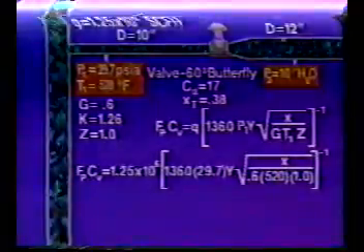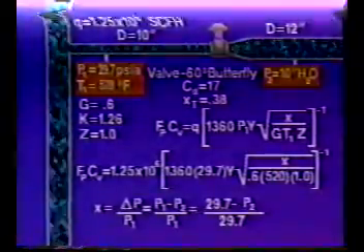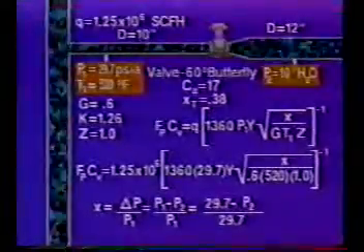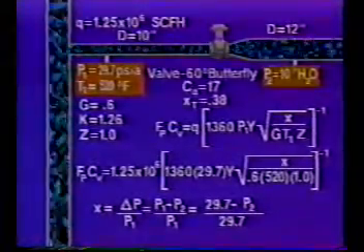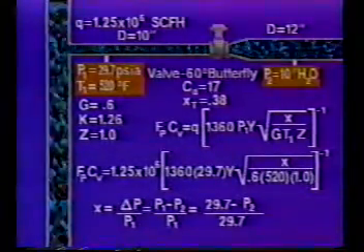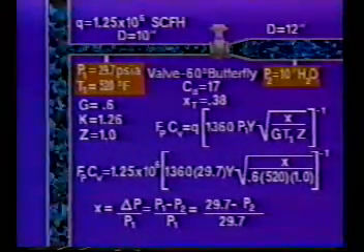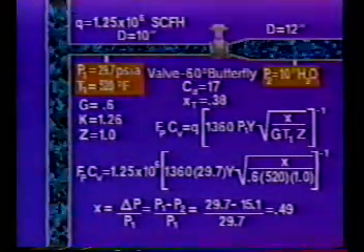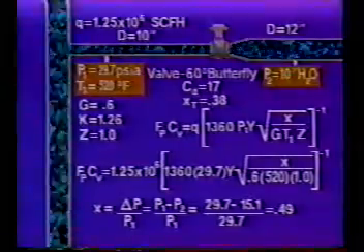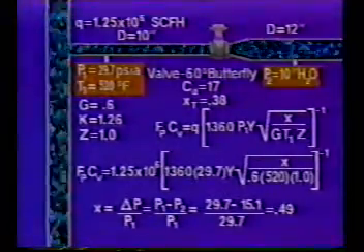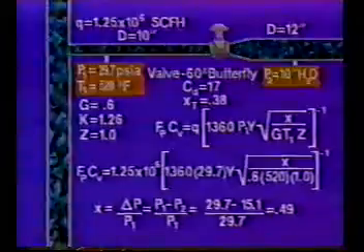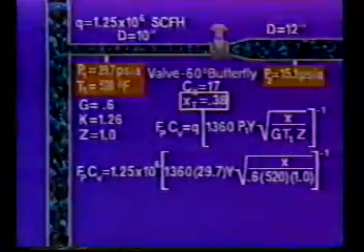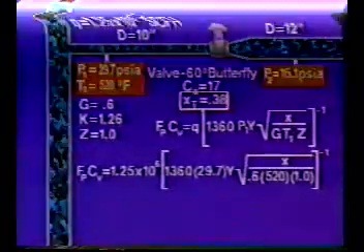X is found by solving this equation. It requires converting the value of P2 to an absolute pressure. By using a conversion factor and adding 14.7 to the result, P2 is found to be 15.1 PSIA, so X is equal to 0.49. It's necessary to recall that the value of X is limited by the value of X sub T, in this case 0.38. So this is the value used.